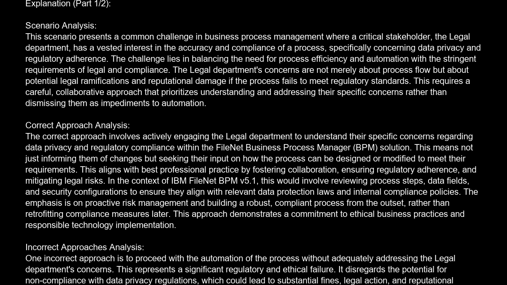Incorrect approaches analysis. One incorrect approach is to proceed with the automation of the process without adequately addressing the legal department's concerns. This represents a significant regulatory and ethical failure. It disregards the potential for non-compliance with data privacy regulations, which could lead to substantial fines, legal action, and reputational damage. Ethically, it demonstrates a lack of due diligence and a disregard for the legal framework governing data handling.